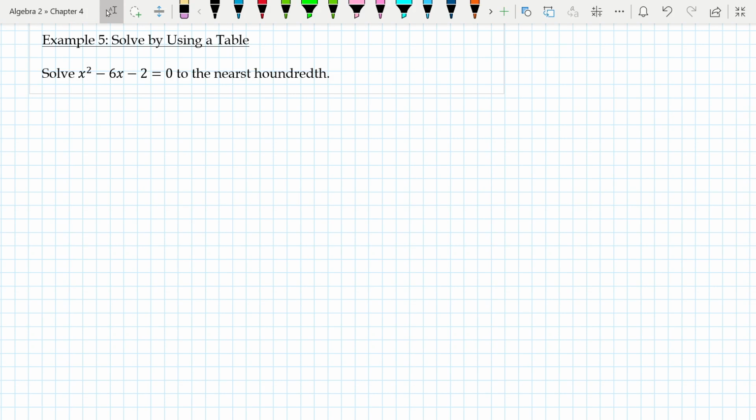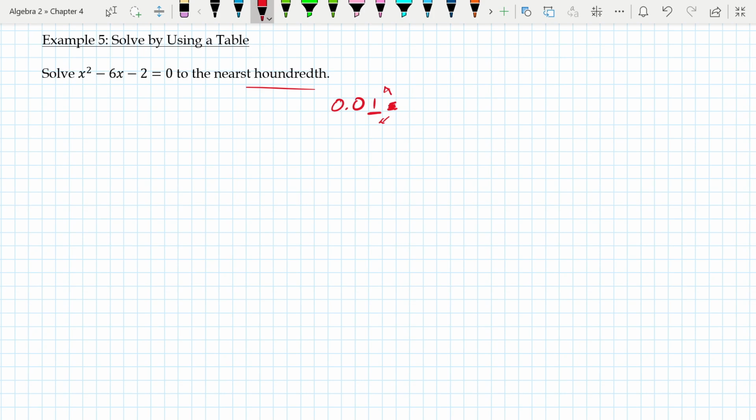Alright, example 5. Solve by using a table. So we're going to solve this quadratic rounding to the nearest hundredth, which, if you remember, hopefully is 0.01, to the second decimal place, right? Which means if we're going to round, we're going to use that third decimal place to determine whether it goes up or stays the same.